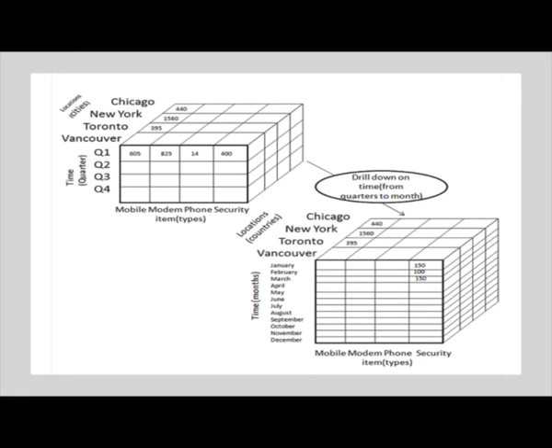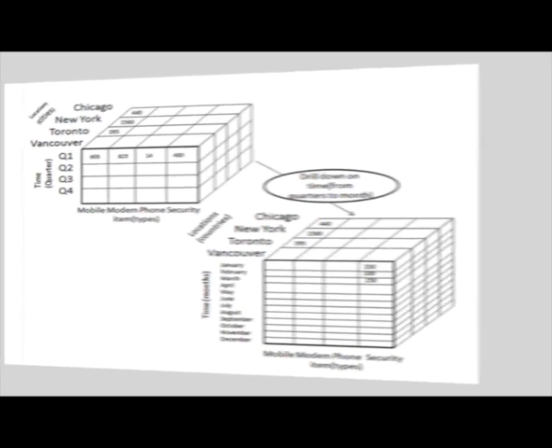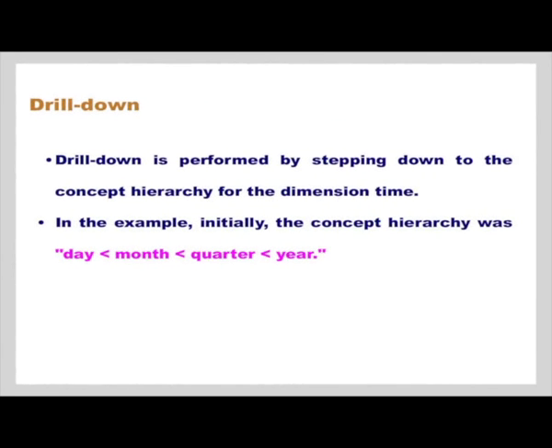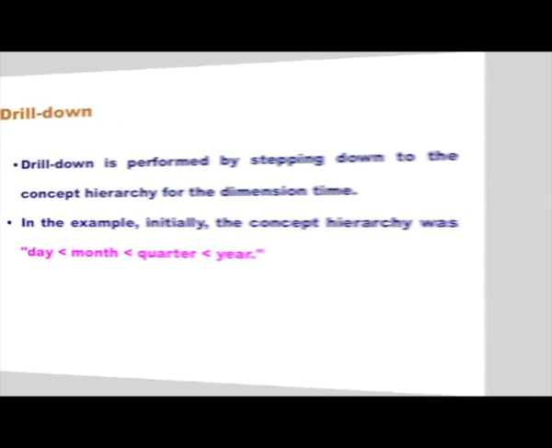The diagram illustrates how drill down works. Drill down is performed by stepping down the concept hierarchy for the dimension time. In the given example, initially, the concept hierarchy is day followed by month, followed by quarter, followed by year.